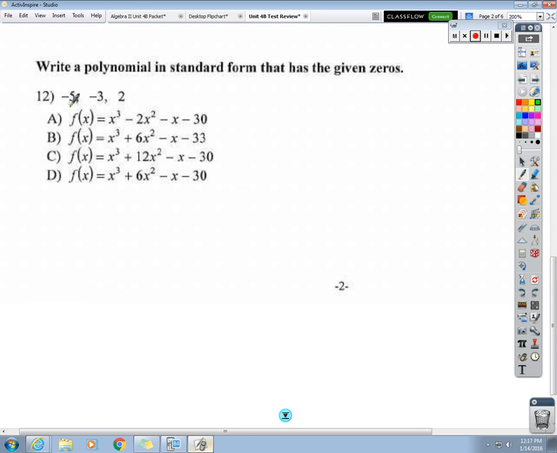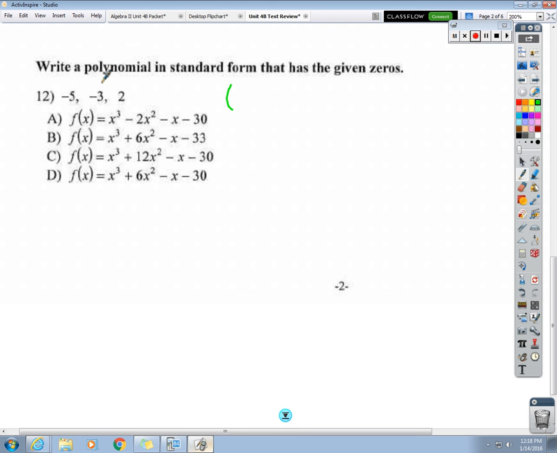Right, take the 3 zeros and write them as factors. Your only other option, if you don't know how to do that, is to graph each answer choice until you find the one that crosses at those 3 locations. But obviously nobody wants to sit here and graph all 4 of those. So if you can, remember, you take each of these zeros and write them as factors.